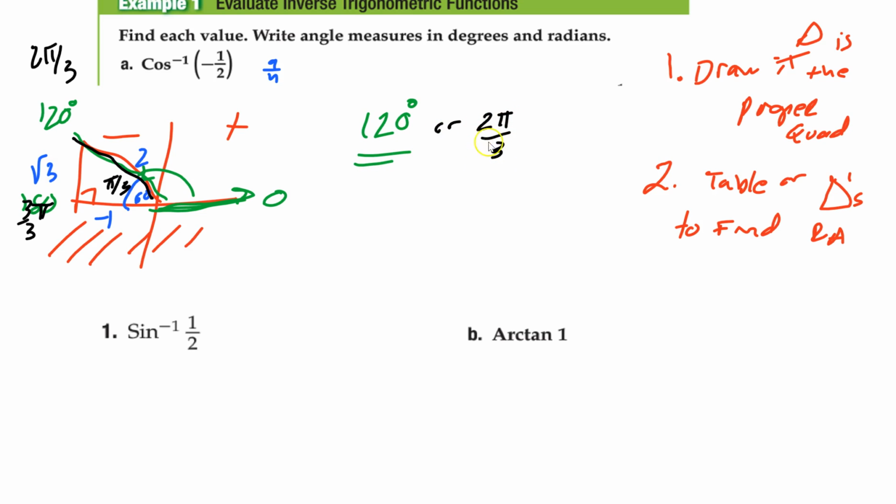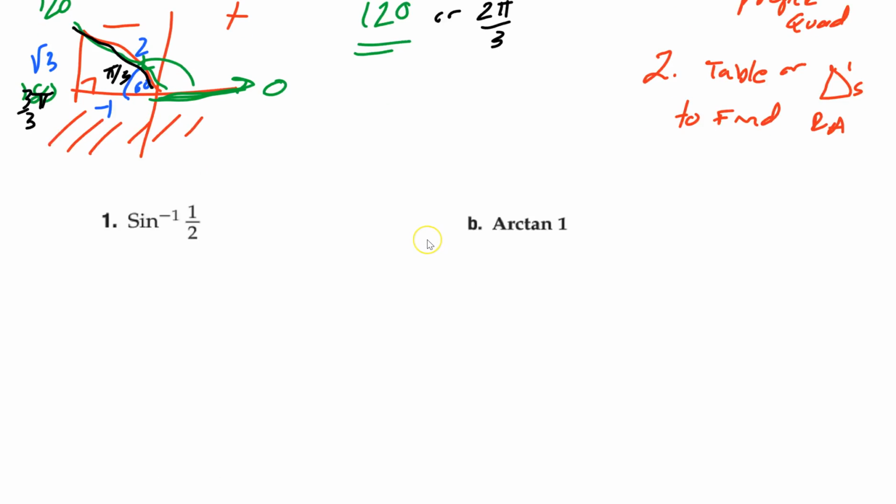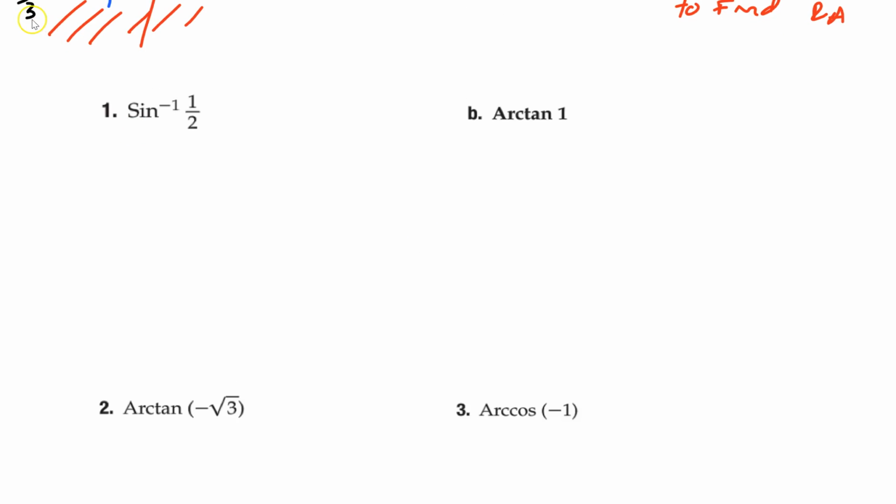So that's how you find degrees, and that's how you find radians. But that's the general idea. We're going to draw a triangle in the proper section, then use a table or triangles to figure out the reference angle. And once you do that, you're done. You get your angle, put in degrees or radians. Best way to do this is to do lots and lots of examples. So let's do this next one.